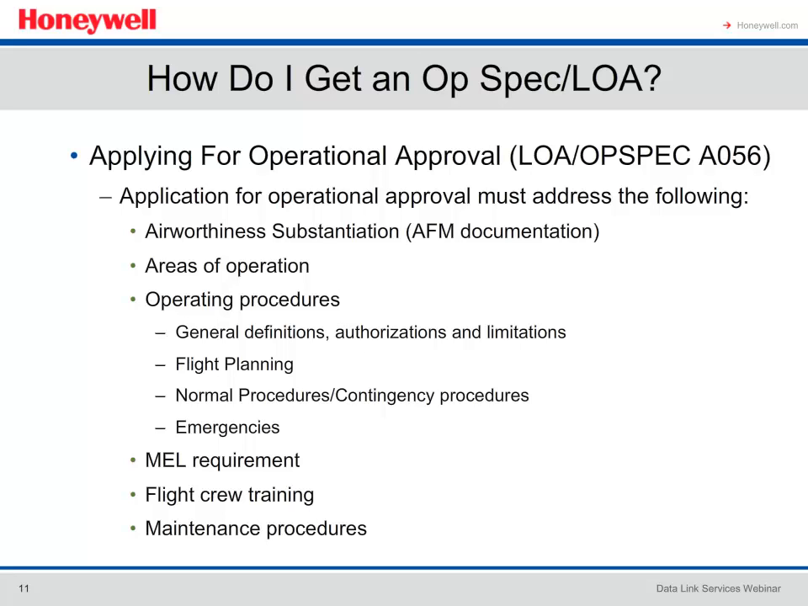Besides operators needing to equip their aircraft with hardware that is capable of connecting to the FANS and ATN networks, there are a couple of other items that are required to utilize CPDLC. For U.S. operators, an OpSpecs or LOA is required. For international operators, it varies by state of registry. Applications for operational approval for the A056 LOA must address the following: airworthiness substantiation, which is AFM documentation, areas of operation, MEL requirements, flight crew training, and maintenance procedures.